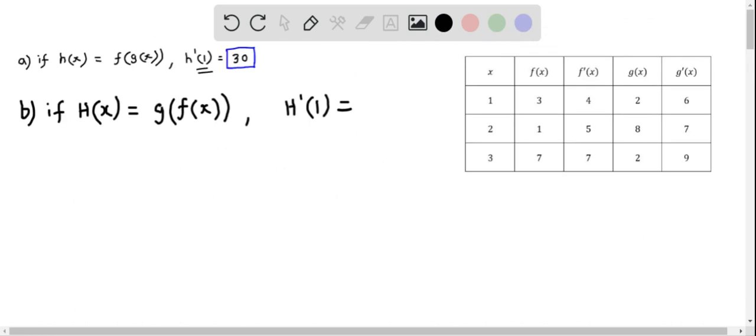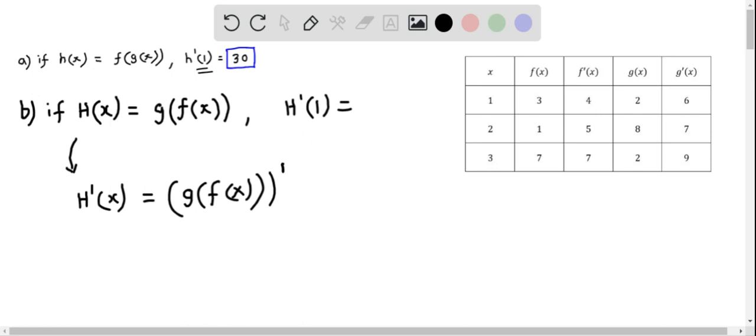Let's do part B. Here we are given h of x equals g of f of x, and we have to find h prime of 1. So first let's find the derivative on both sides. The derivative of h of x is written as h prime of x, and on the right side we find the derivative of g of f of x.